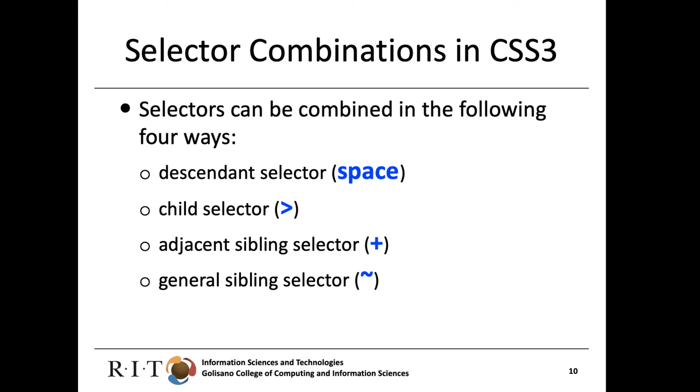Now things get a little bit more complicated. As I pointed out in that previous slide, you can use the space for a descendant selector. You can use this for a child selector. So a child in your relationship of HTML, if you have a div and then inside that div you have a P element, that P is going to be a child of that div in a sense. You also have these adjacent and general sibling selectors.